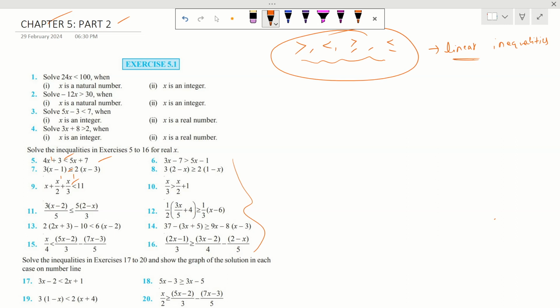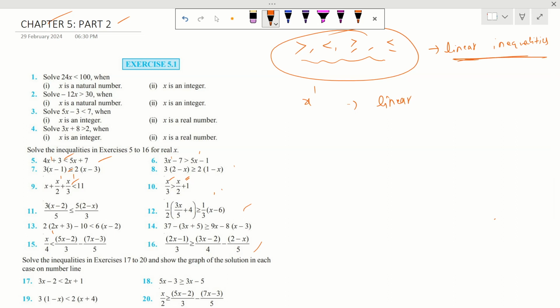What is the meaning of linear? Linear means the variables. Suppose this x is a variable, or it may be y or z, whatever it may be. These variables have only one degree. In these equations the power is only one; other than one power is not given. These types of equations are called linear equations. Therefore the term is linear inequalities.